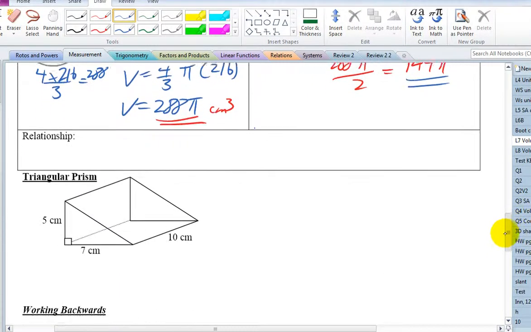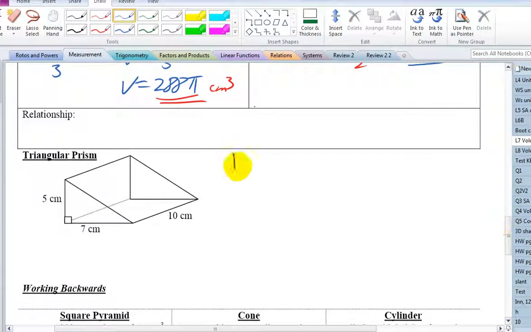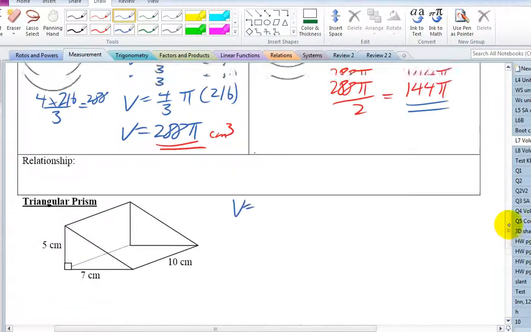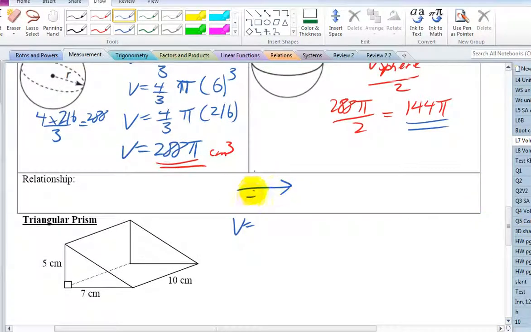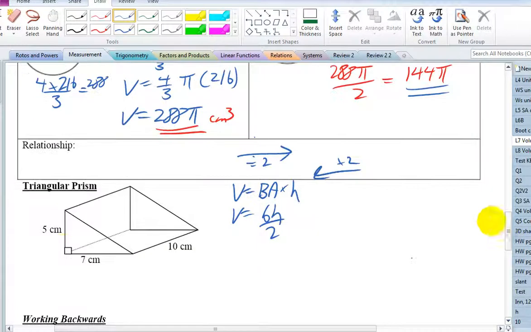Okay. Triangular prism. What's the relationship? Our relationship is divided by 2 times by 2. Triangular prism, base area times the height. And here, since the triangle is the base, that's why we call it triangular prism. It's a triangle all throughout from top to bottom.